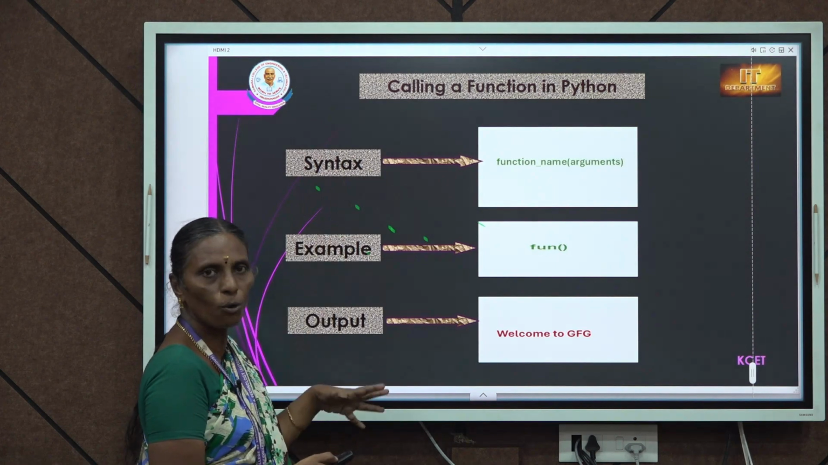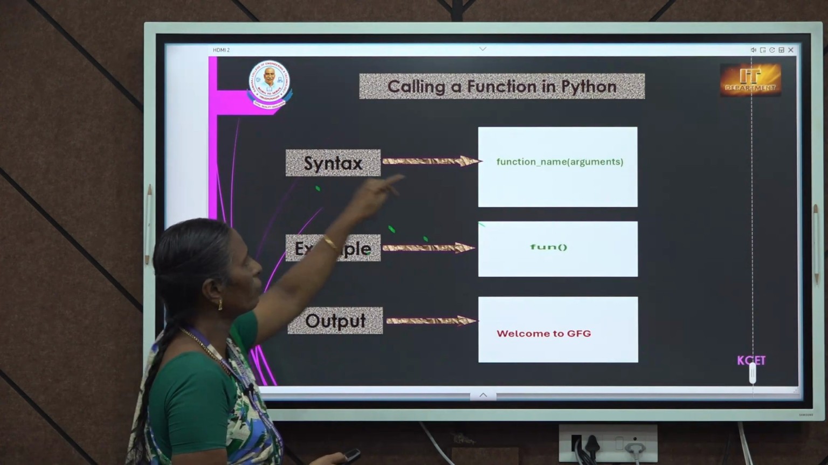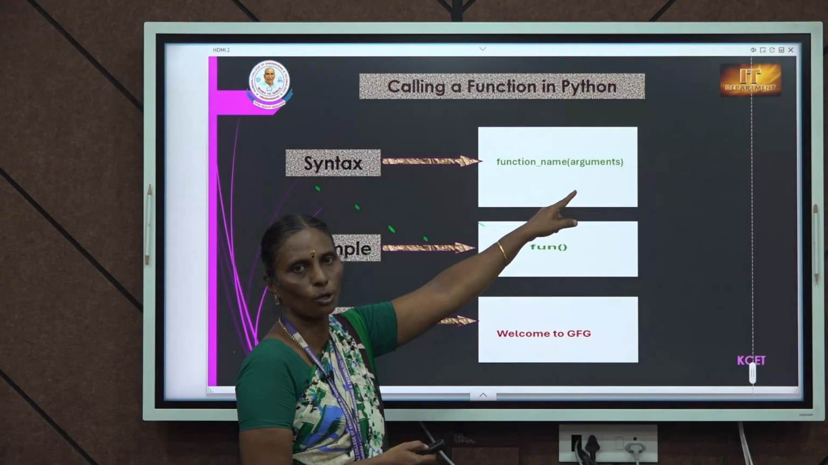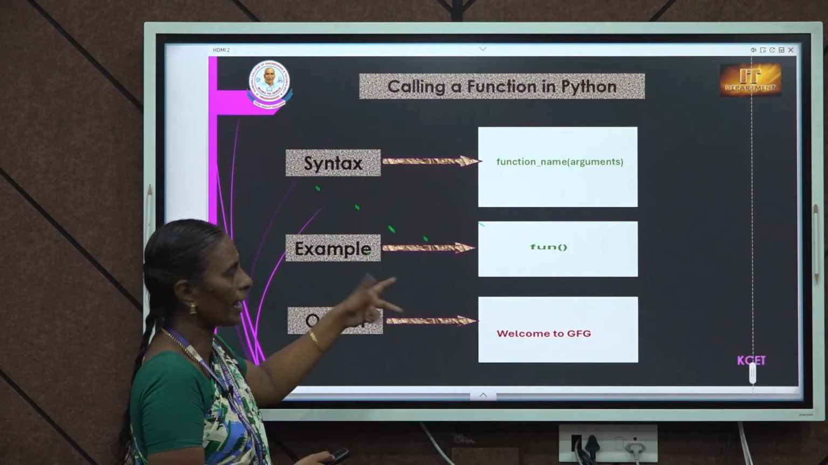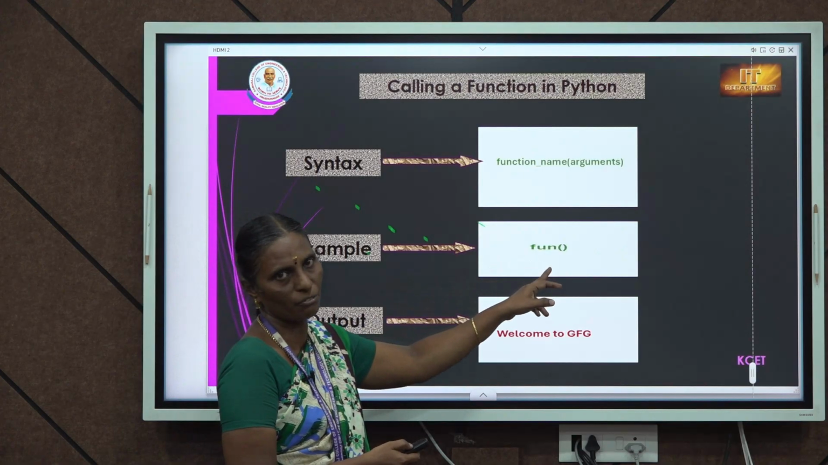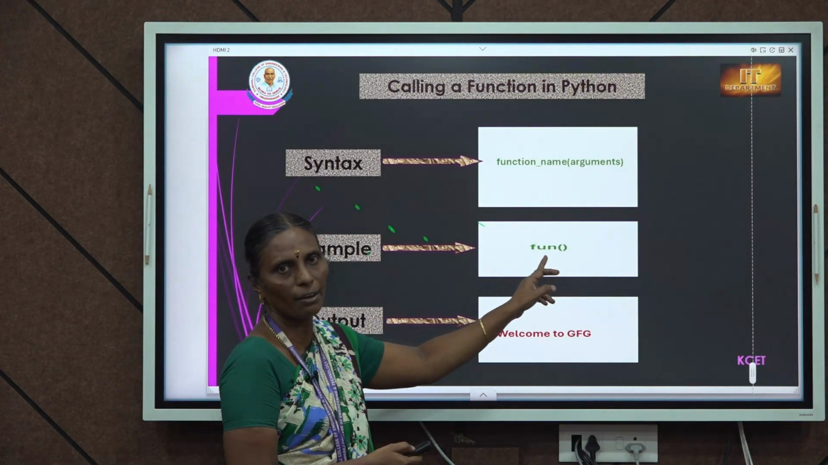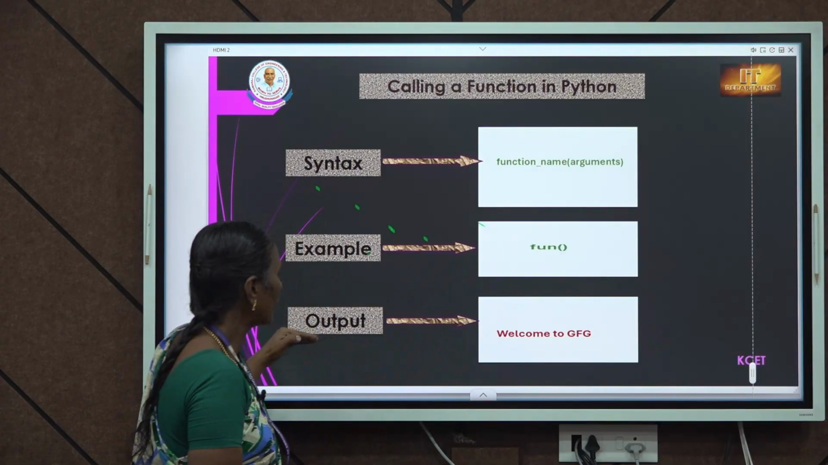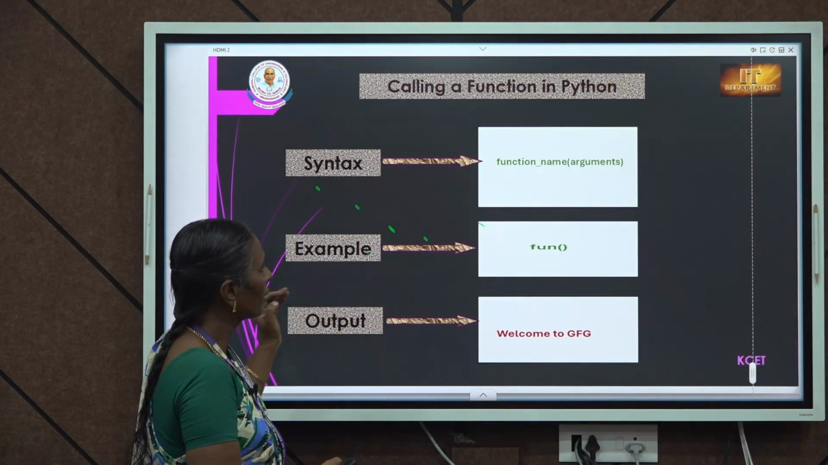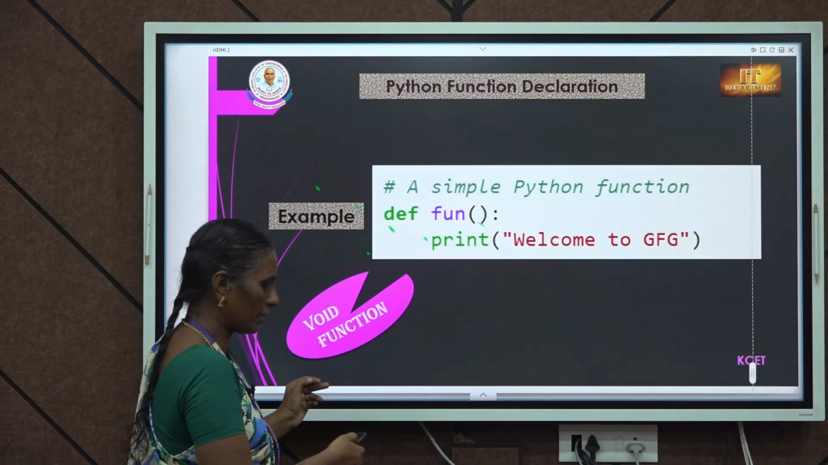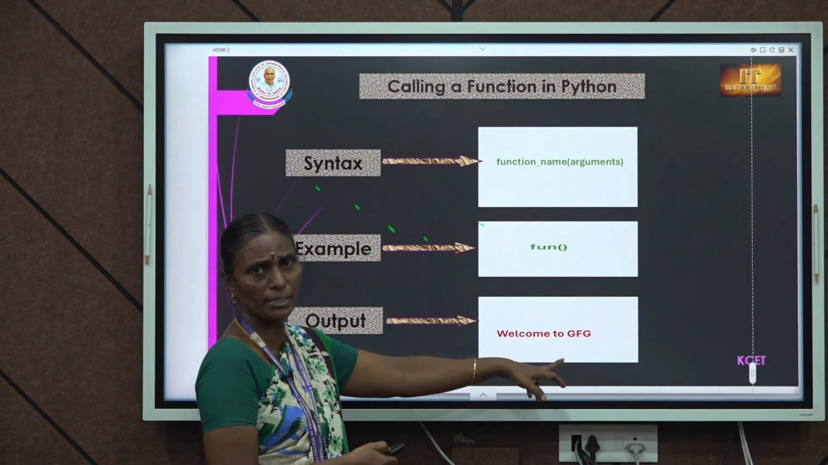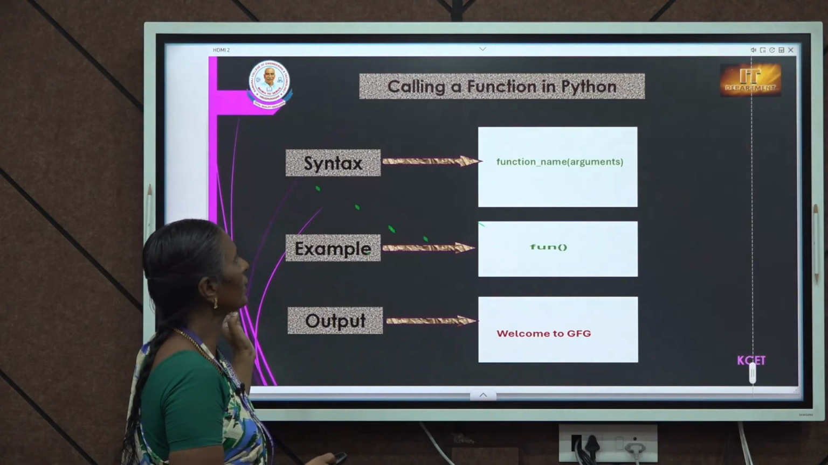Next, how to invoke a function. The syntax for invoking a function is the function name with arguments, and we have an example for that. In the previous slide, we have defined a function with the name function. Just for calling that, we have to use the function name. The output of the previous function will be displaying welcome to GFG. So, it displays the output. This is a simple example.